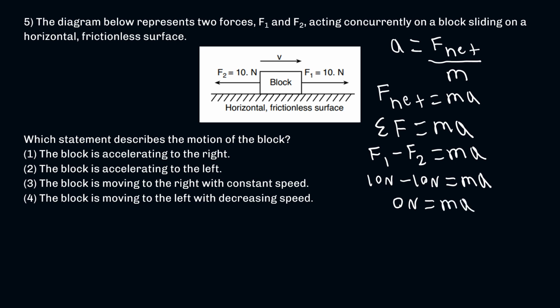All right, so my block has to have some kind of mass. It doesn't make any sense to do Newton's second law when you have no mass present. So the only thing that can give me 0 newtons here on the right side of the equation with m a would be 0 acceleration. So if I have 0 newtons on the left side, I must have 0 acceleration as well. So then what does that mean for the motion of the block?